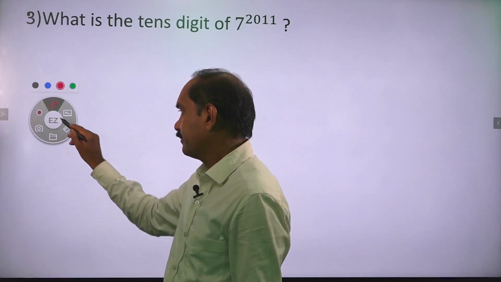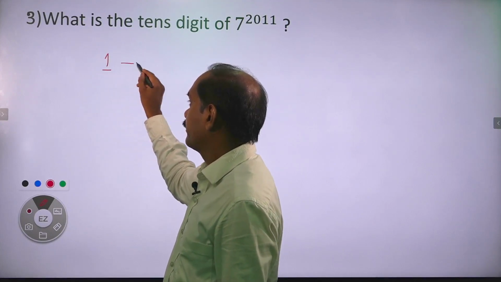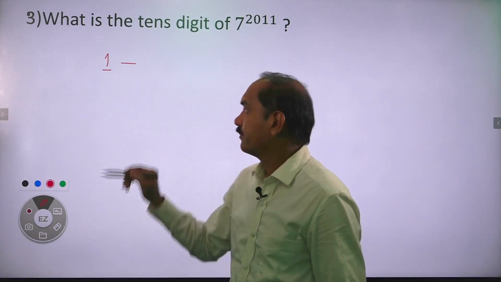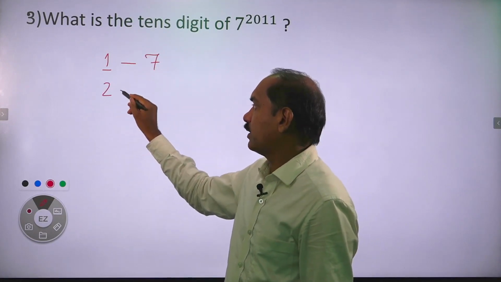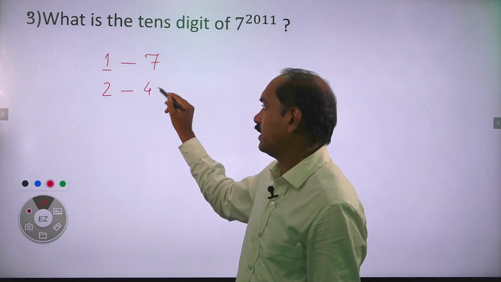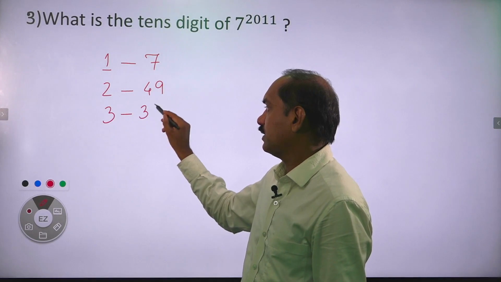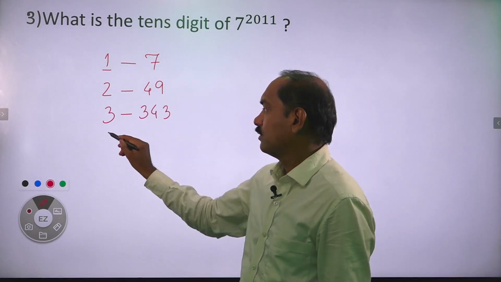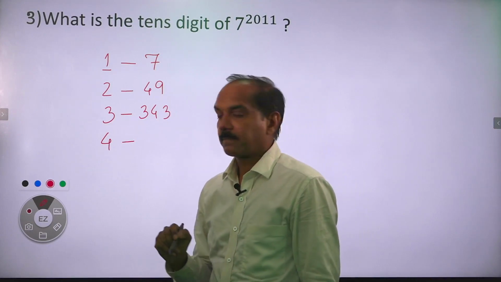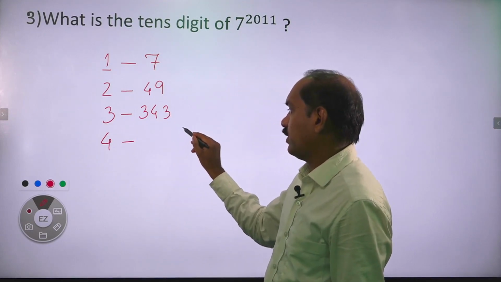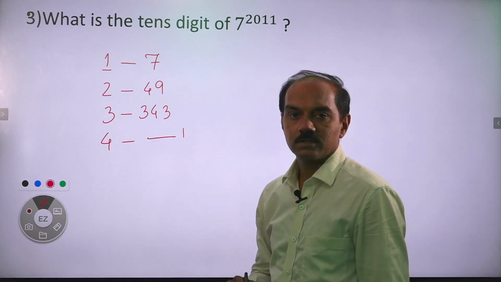If you multiply 7 only one time, you will get 7 only. If you multiply 2 times, 7 sevens are 49. 3 times, 343. 4 times, 7 threes are 21. In the end, you will come across 1.